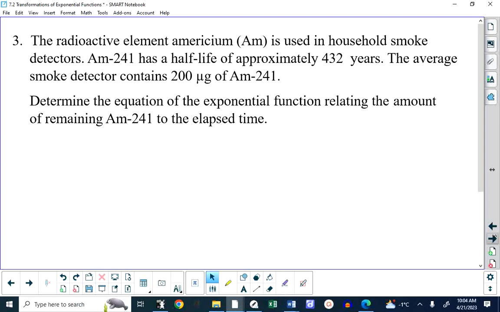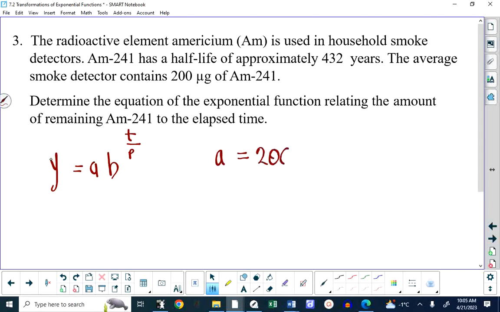The half-life is approximately 432 years. The average smoke detector contains 200 micrograms of americium. What's the equation relating the amount of the americium remaining to the time? So, when you look at this equation, what is A? A is the initial amount. 200, sorry, physics crept into my brain there. 200 micrograms.